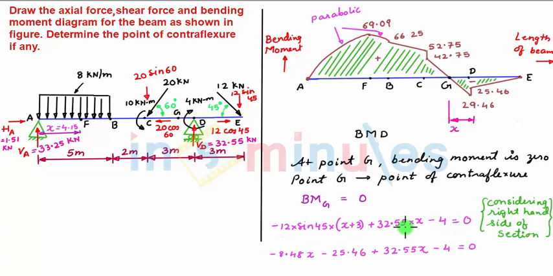So upon simplifying this, we get minus 8.48x minus 25.46 plus 32.55x minus 4 equals 0. So upon solving this, we get the value of x is equal to 1.22 meter. So let us write this over here. x is equal to 1.22 meter.